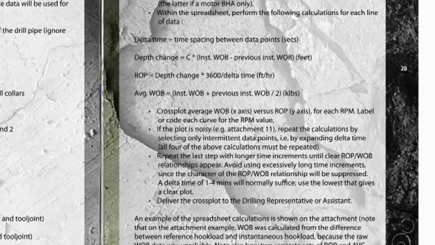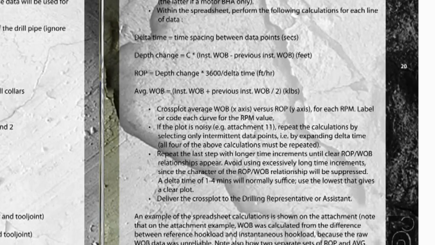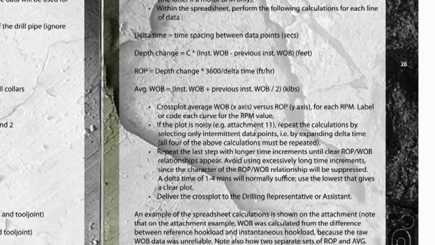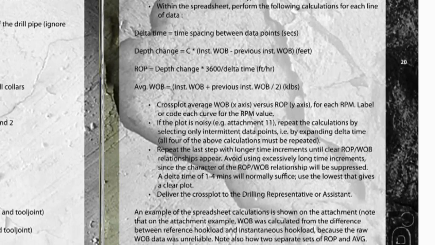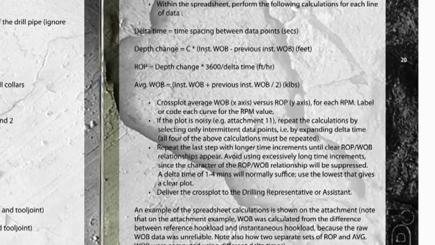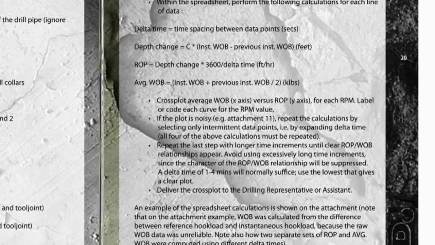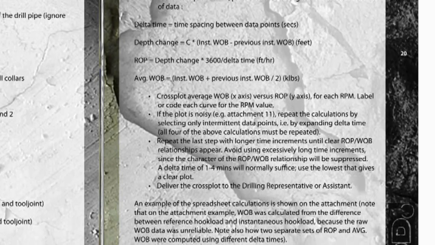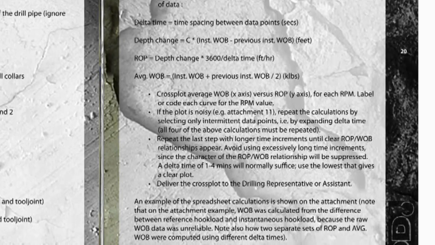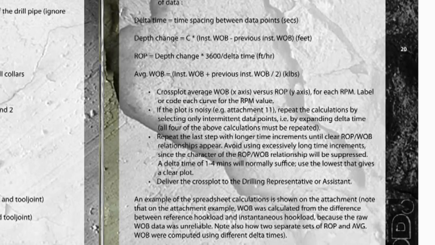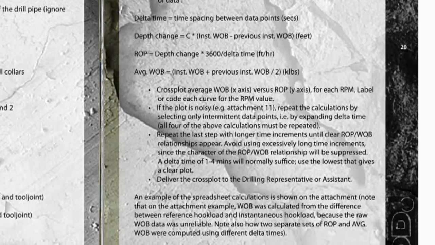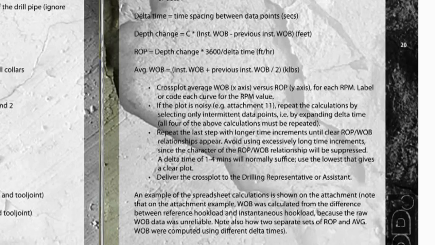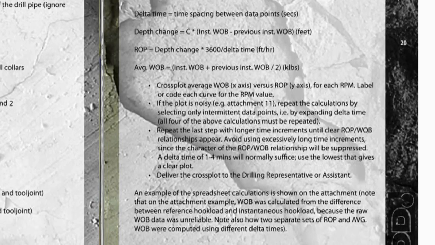Repeat the last step with longer time increments until clear ROP-WOB relationships appear. Avoid using excessively long time increments, since the character of the ROP-WOB relationship will be suppressed. A delta time of 1 to 4 minutes will normally suffice. Use the lowest that gives a clear plot. Deliver the cross-plot to the drilling representative or assistant.